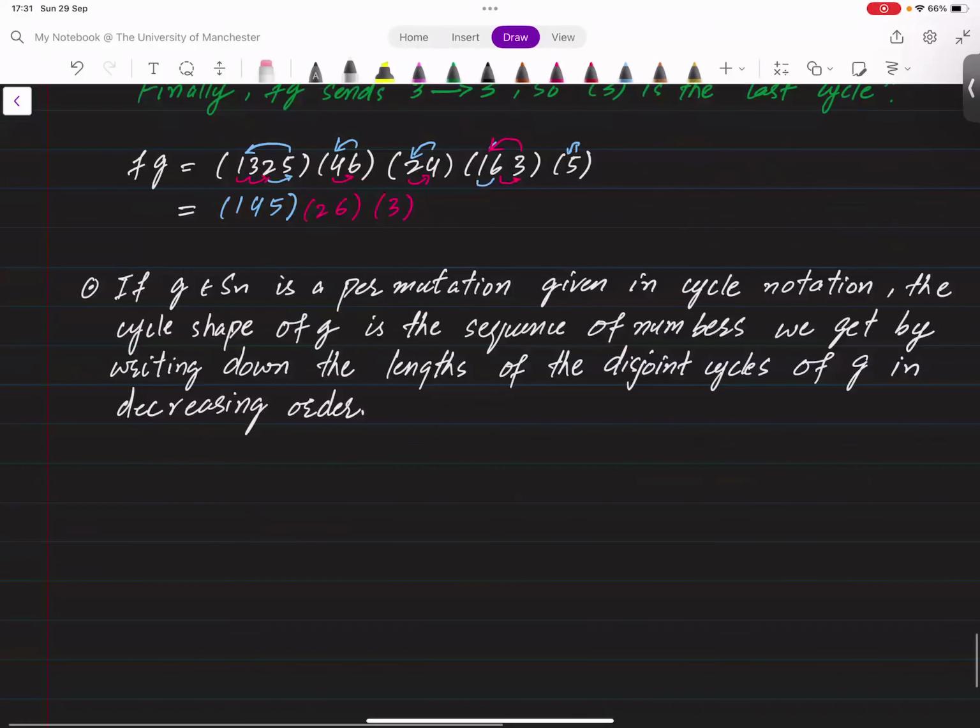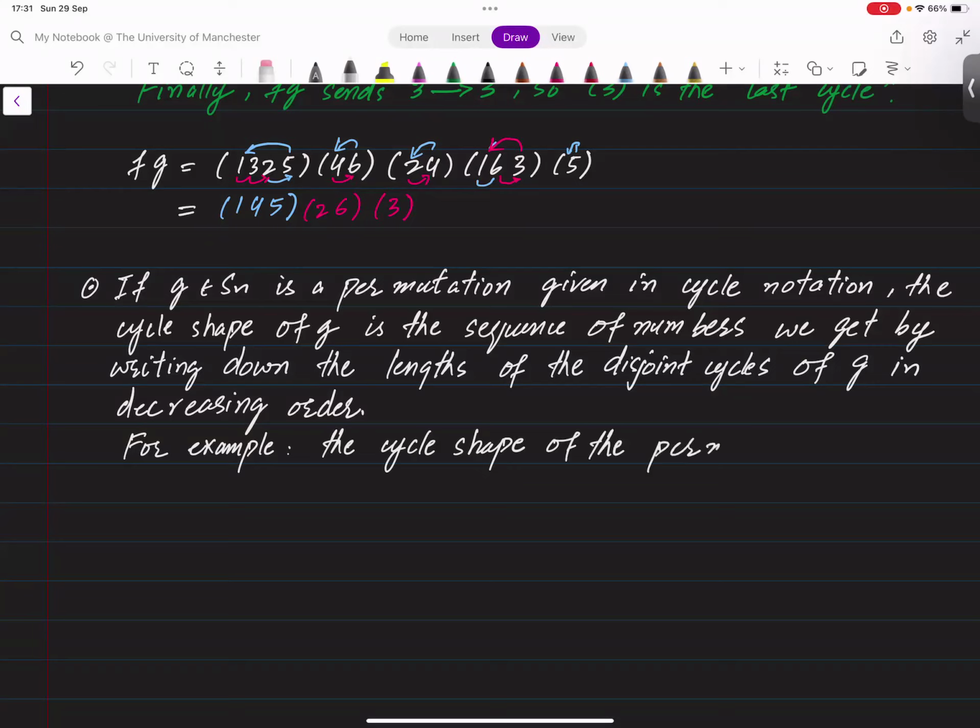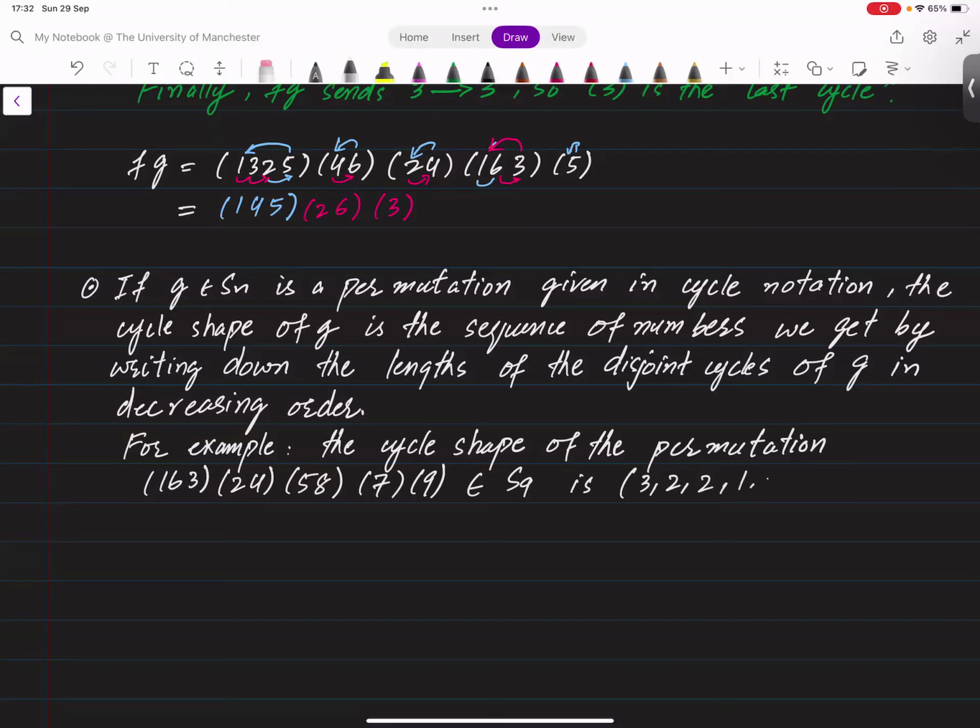Okay. So for example, the cycle shape of the permutation (1 6 3)(2 4)(5 8)(7)(9) in the set of permutations over 9 elements is nothing but 3 2 2 1 1.